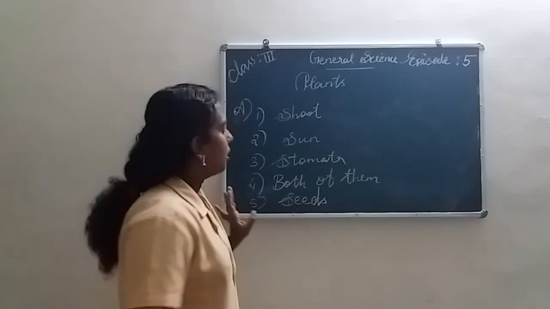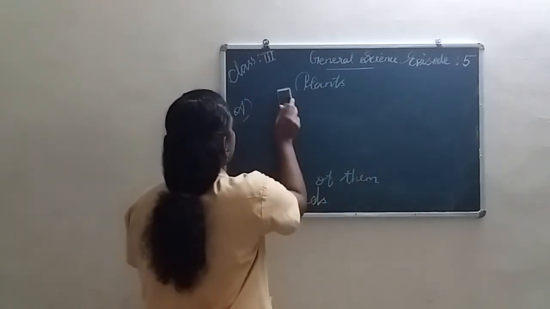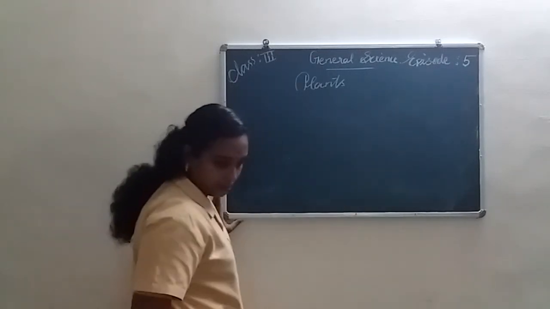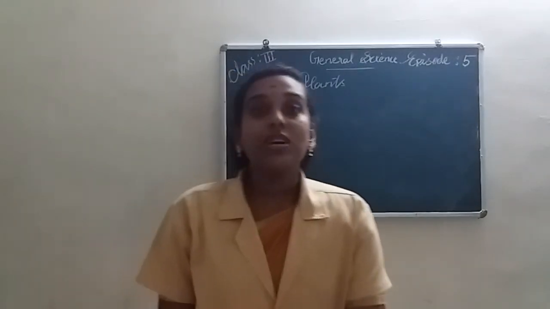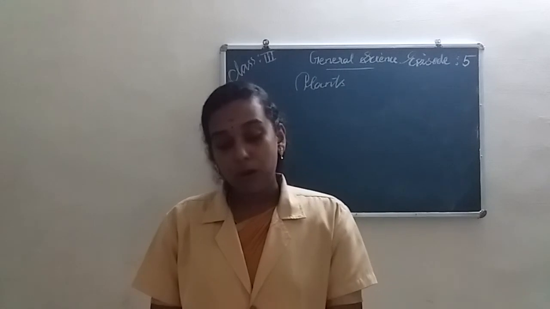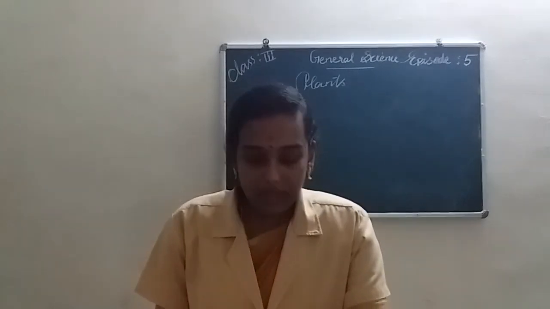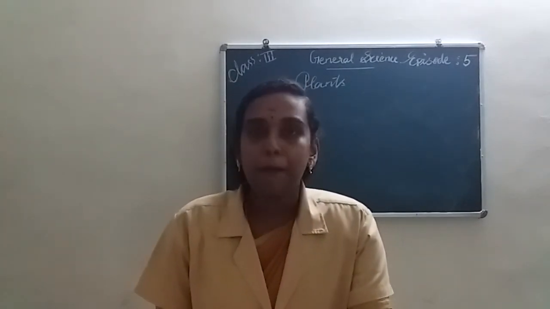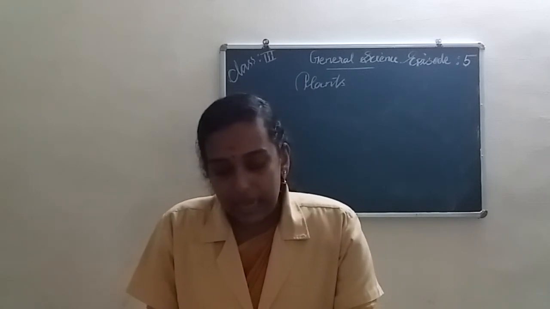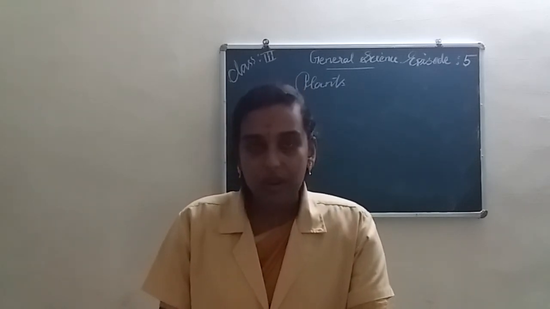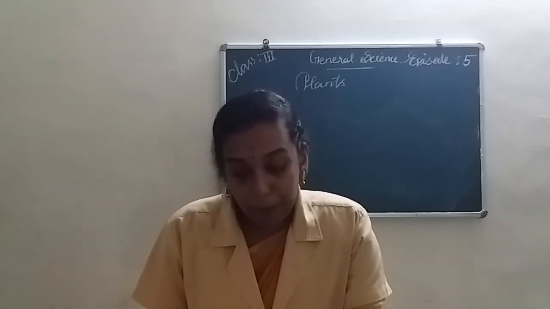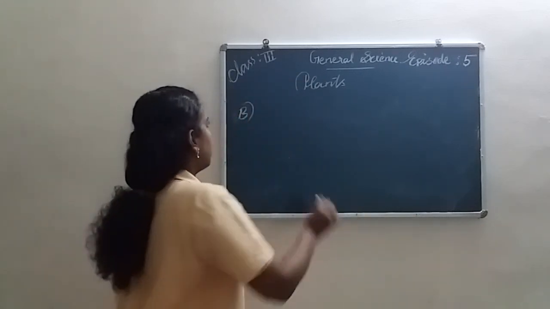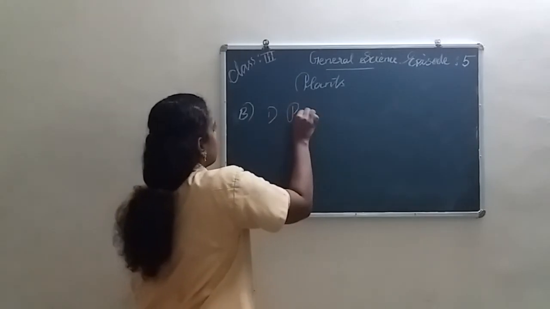Okay. And the next part, the B part, is fill in the blanks. The first question is, here are some clues given in a box. You choose the correct answer and fill in the blanks. Plants are the dash source of food for us. Plants are the which source? Yes, primary source. So the answer is primary source.